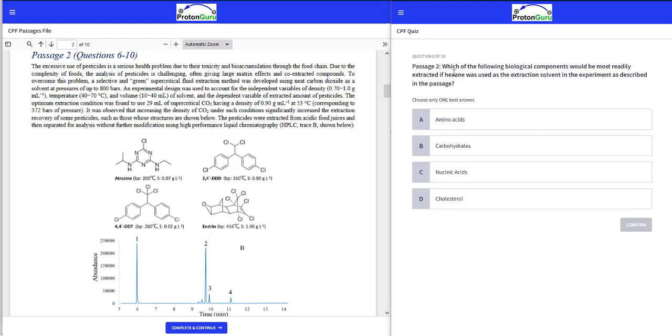Here is another question concerning the extraction. Which of the following biological components would be most readily extracted if hexane was used as the extraction solvent as described in the passage? So instead of using carbon dioxide, they're going to use hexanes. And really we don't need the passage necessarily to answer this. We are saying if hexane is used to extract from a biological system, which compound would be most soluble in hexane? So one thing we need to know is hexane, being an alkane, is only carbons and hydrogens.